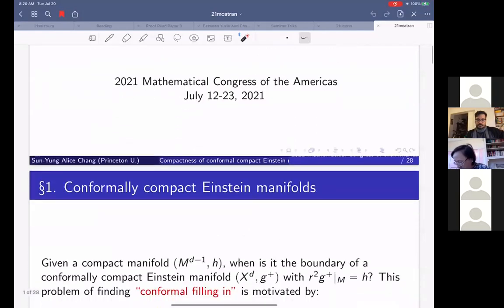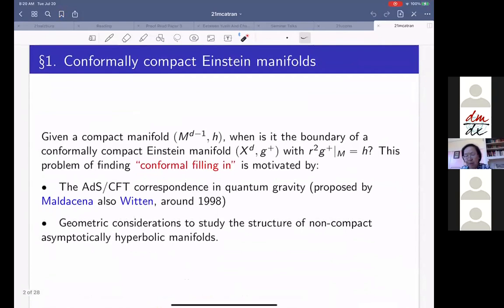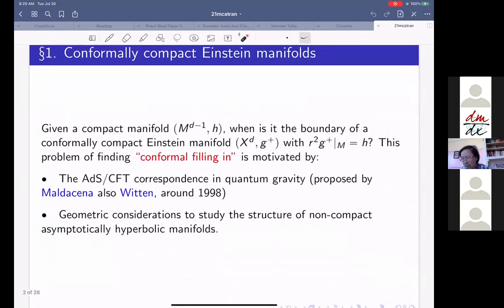So let me explain and discuss the problem, which is the main theme of this lecture. And the problem is, given a manifold, say compact, closed without boundary, and I call it a D minus one dimensional manifold with a metric h. And the question we ask is, when can we fill it in? That is, when can we find another D-dimensional manifold X such that M is the boundary of X?